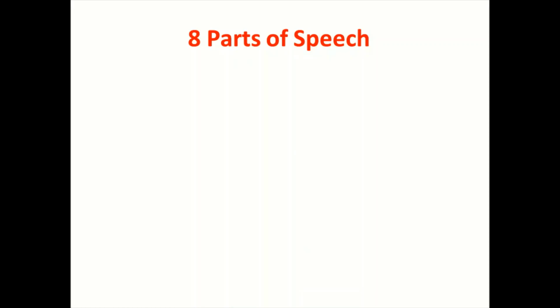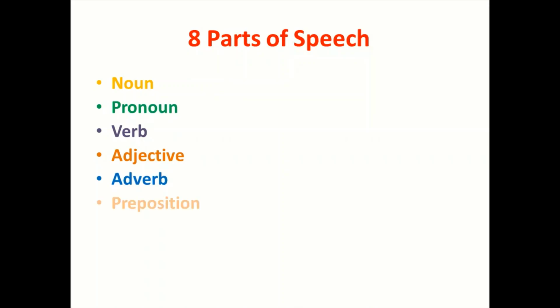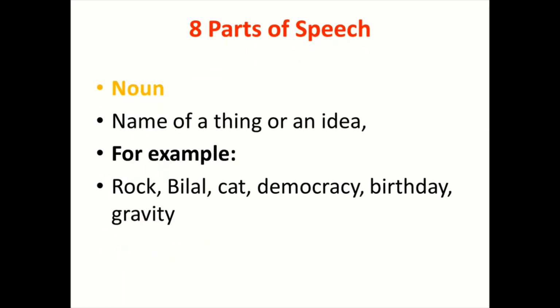Today we are going to learn about 8 parts of speech which are noun, pronoun, verb, adjective, adverb, preposition, conjunction and interjection. Noun. Noun is the name of a thing or an idea. For example, rock, Bilal, cat, democracy, birthday, gravity, whatever. Any kind of name. Name of place, animal, thing.